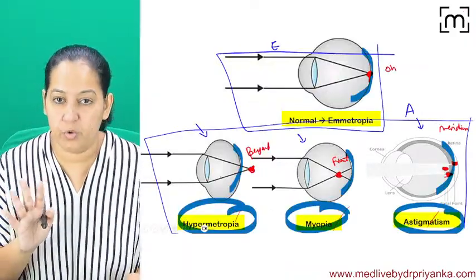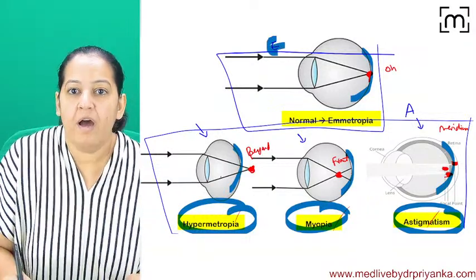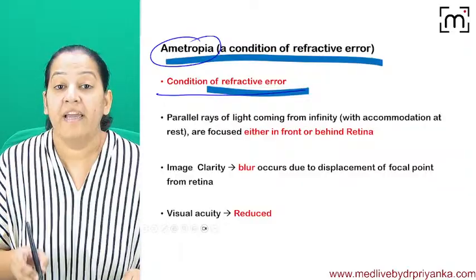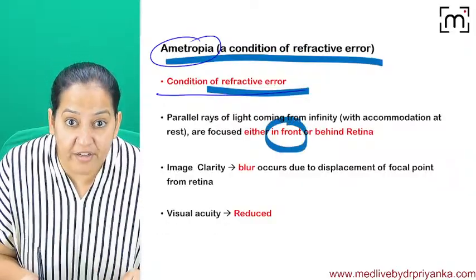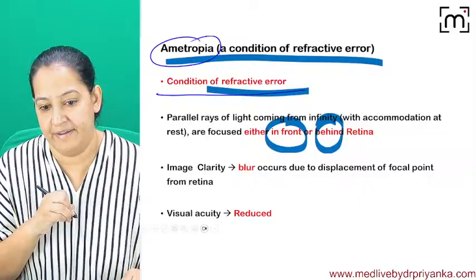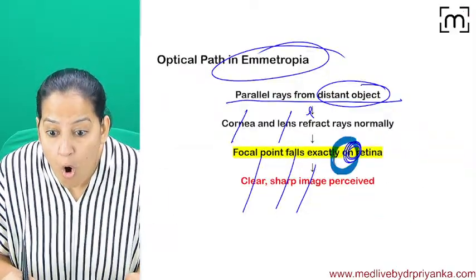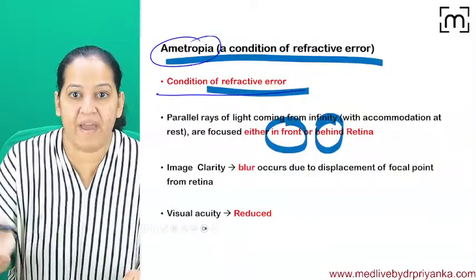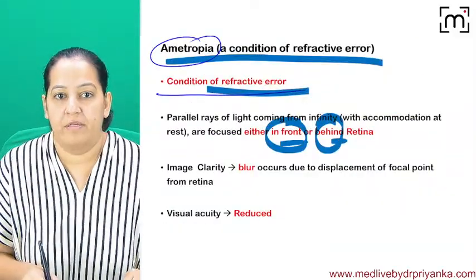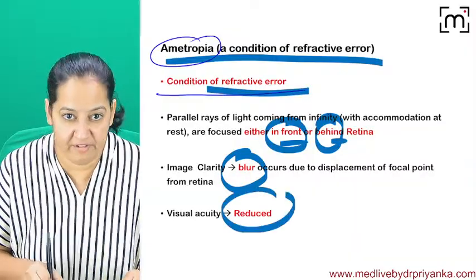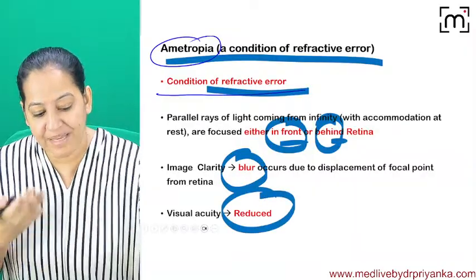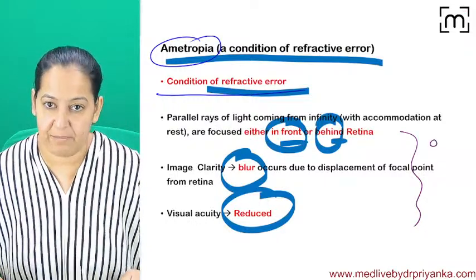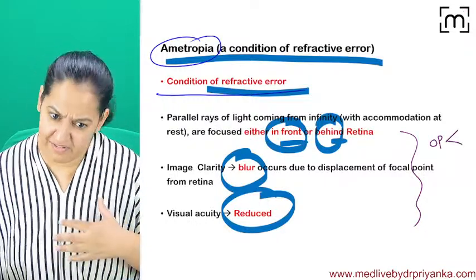First, did you understand what is emmetropia and what is ametropia? This is ametropia, a condition of refractive error. Here, the image is formed either in front of the retina or behind the retina. It is not on the retina. If it is on the retina, it is emmetropia. If it is in front of or behind the retina, it is ametropia. So here the image will be blurred and the visual acuity will be reduced. So correction is required. Correction means treatment is required. Treatment can be optical or surgical. Optical treatment is in the form of spectacles and contact lenses. I will teach you all the details.